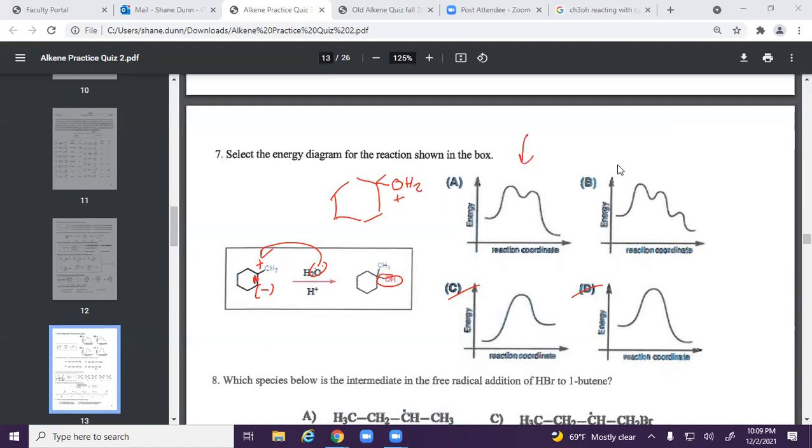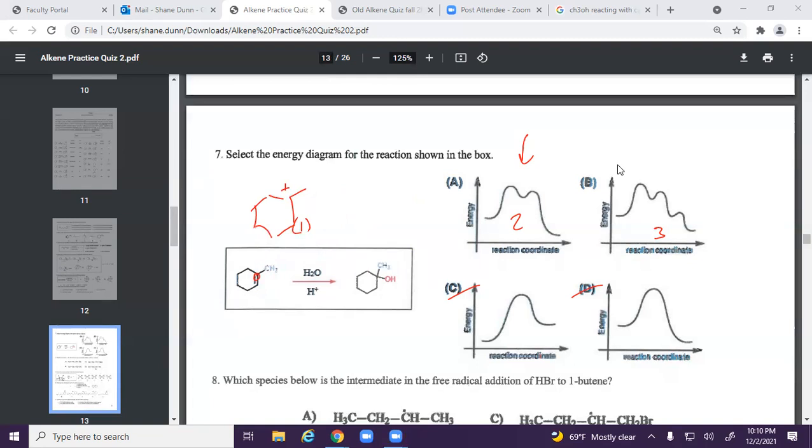How many steps are in A? A has 2 steps. How many steps does B have? There's 3 in this one. Technically, I skipped a step, because we always skip the step because it's so obvious. The bond breaking is an intermediate step. That's why there's three.